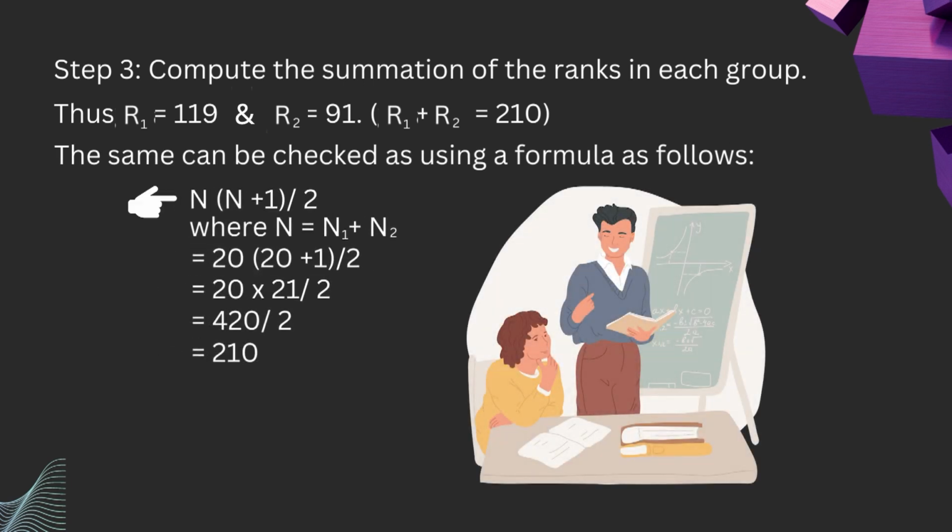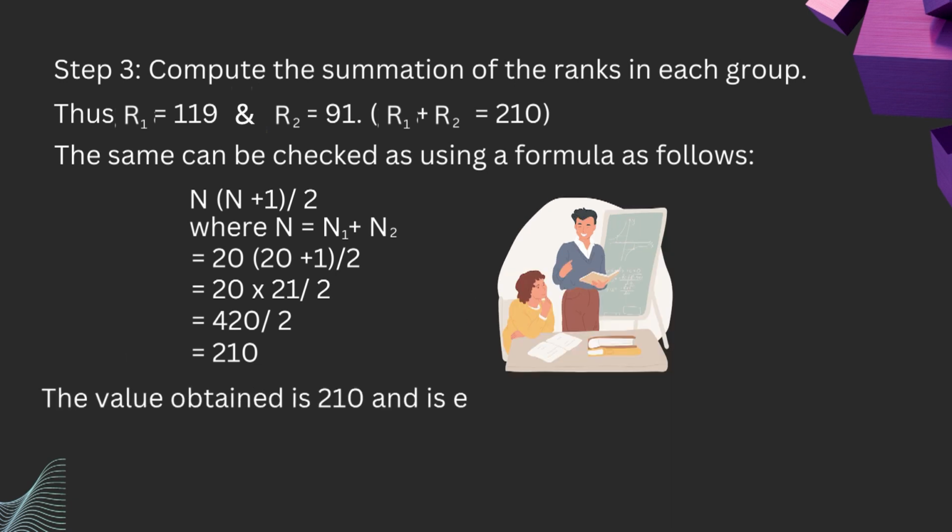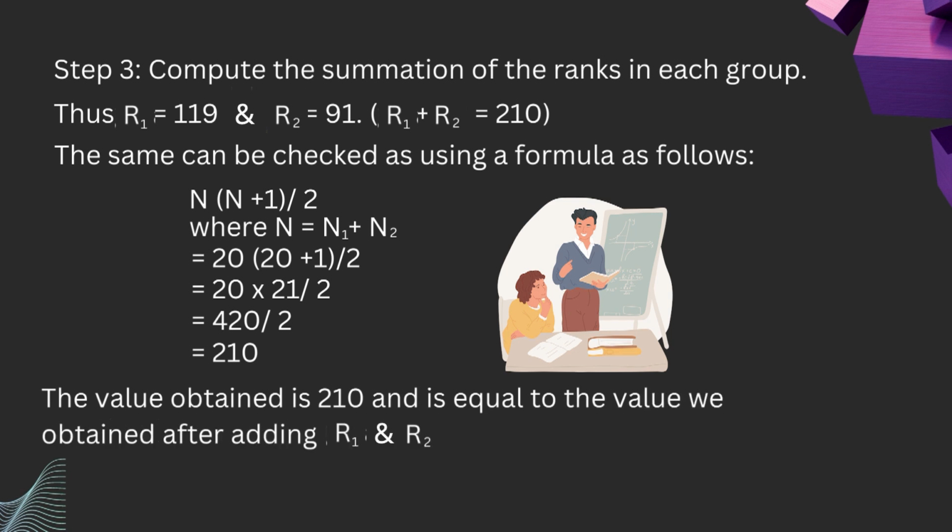n(n plus 1)/2, where n is equal to n1 plus n2, I mean the total sample size. So, that would be 20 multiplied by 21 divided by 2, which is 420 divided by 2, and the total value would be 210. So, the value obtained is 210 and is equal to the value we obtained after adding R1 and R2.